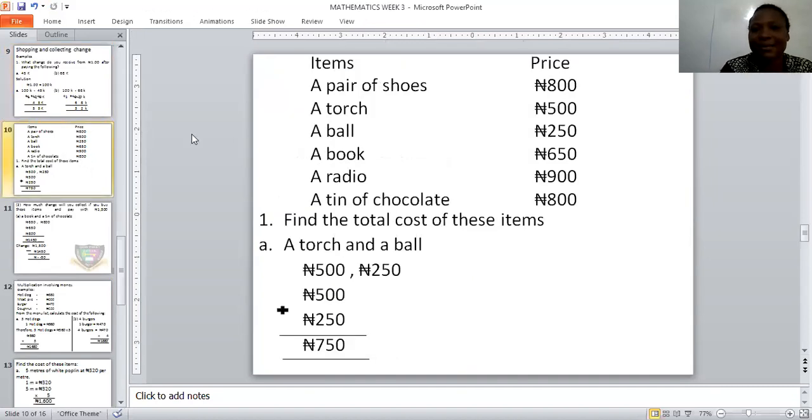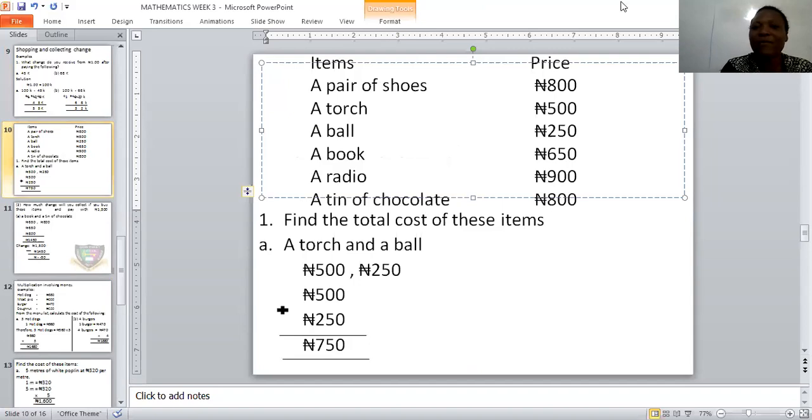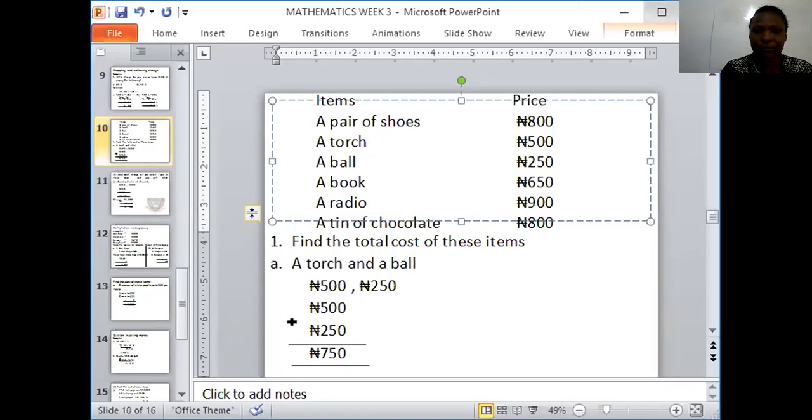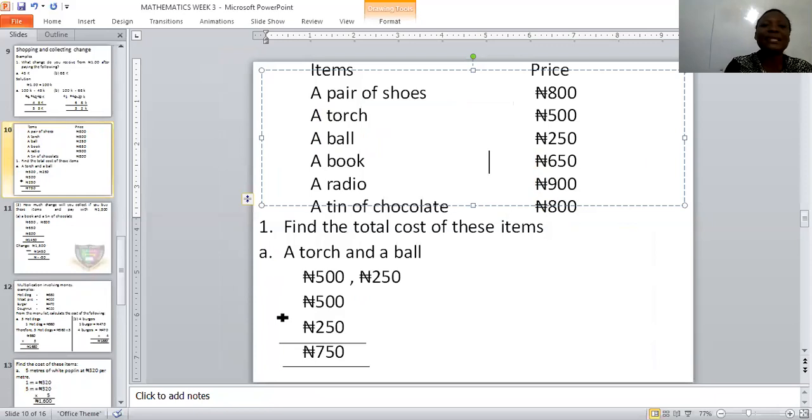Now at Super Saver, we have this list of items. At Super Saver, you have this list of items. We have a pair of shoes. A pair of shoes goes for 800 naira.